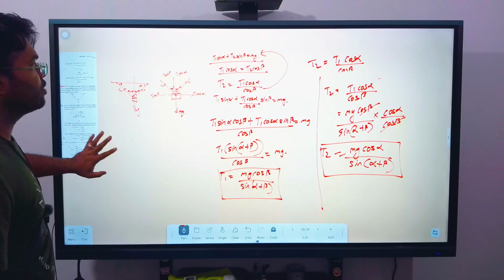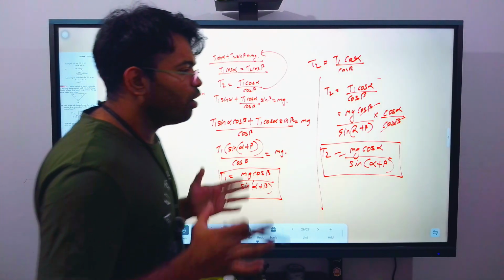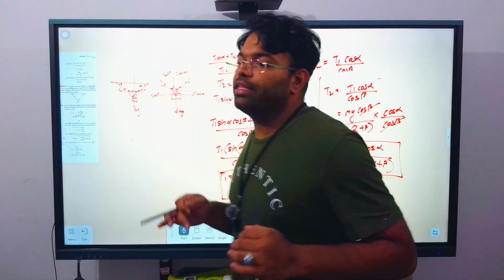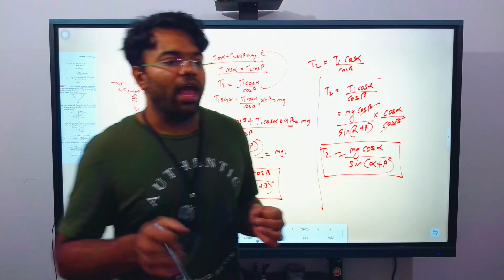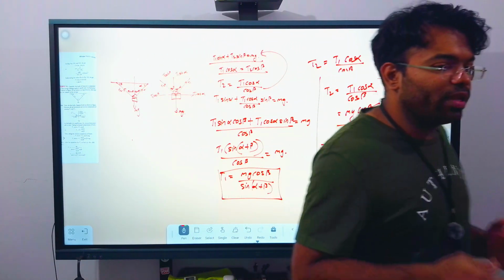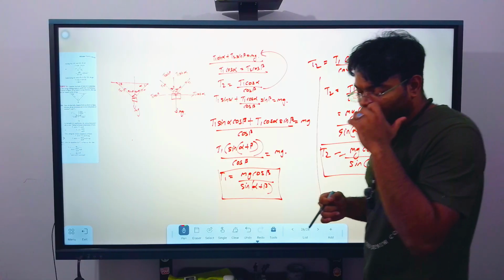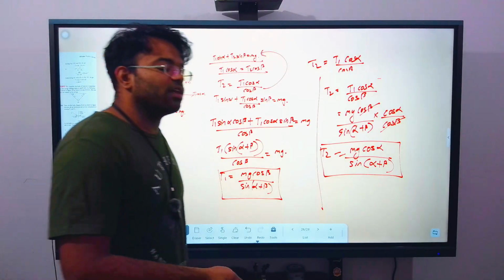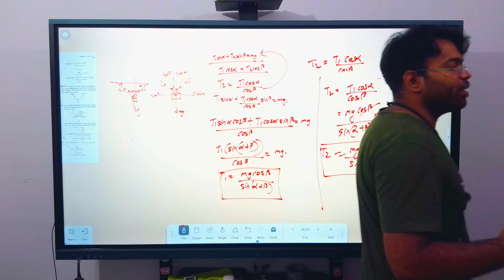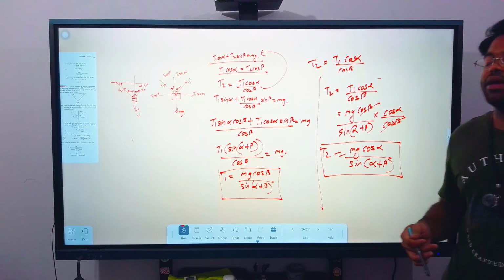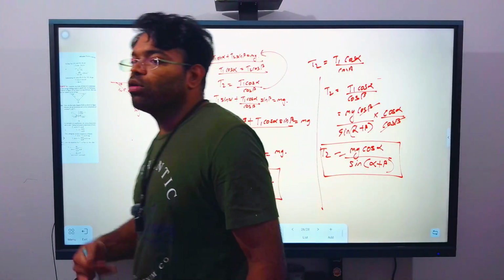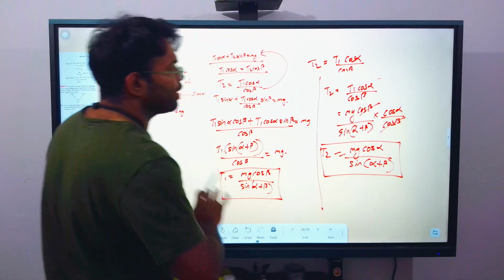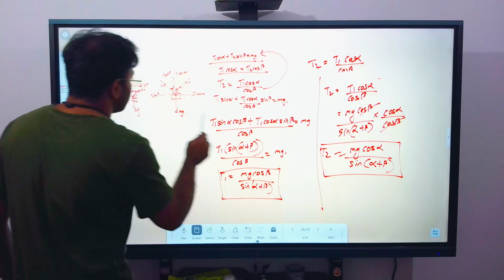Any doubts in this question? So what did we have to do? We had to resolve the tensions T1 and T2 in the horizontal and vertical direction. Again, I'm telling you, vectors is a very, very important chapter for the rest of physics. So we resolved it into cos and sine components, and then we equated them because the whole system was in equilibrium. Okay, clear? Let's move on.